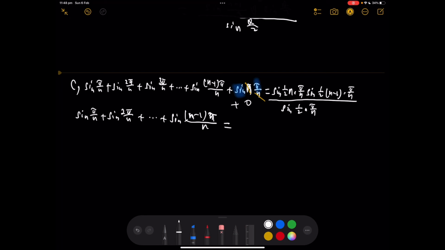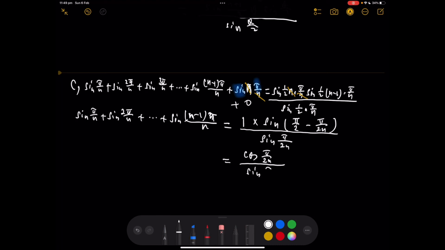So equals to, and this side also we have n and n cancelled. We have sine pi on 2. And we know sine pi on 2 is equal to 1, times sine, expanding the pi on n inside, n cancel, becomes sine (pi on 2 minus pi on 2n). And my denominator is going to be just sine pi on 2n. So the right hand side continues to simplify. Sine pi on 2 minus pi on 2n becomes cos pi on 2n. And the bottom is still sine pi on 2n. So that exactly gives us cot pi on 2n, which is what the question asked to prove.